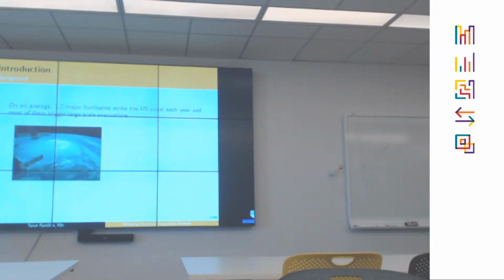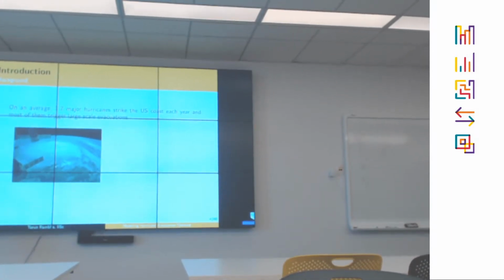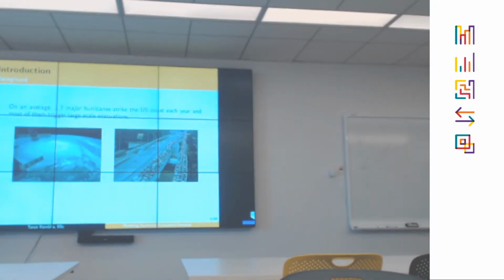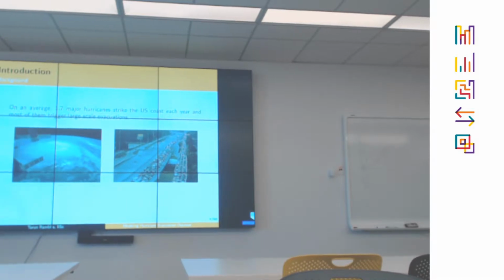So on an average, there are about 1.7 hurricanes that strike the US coast, and it seems like the frequency has been increasing over the last few years. And these often tend to trigger large-scale evacuations, which look something like that. And it's not a pretty sight because there are a lot of massive traffic jams, and all the other consequences of that makes life uncomfortable during these phases.